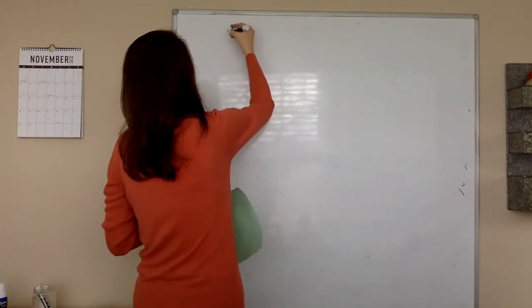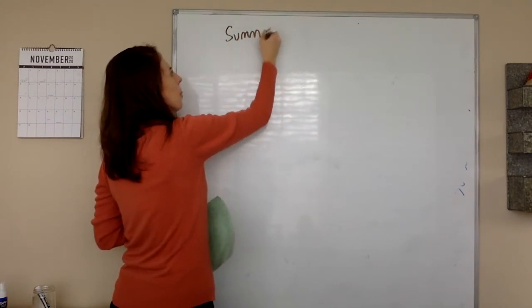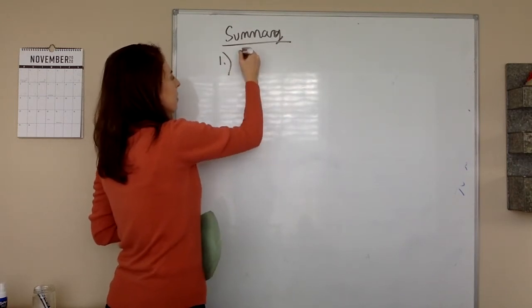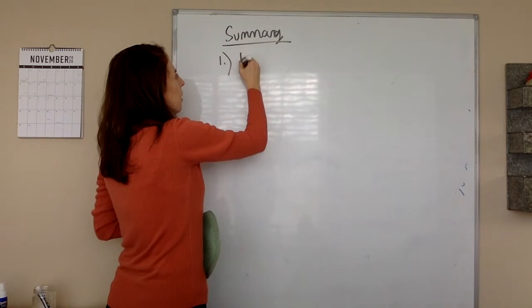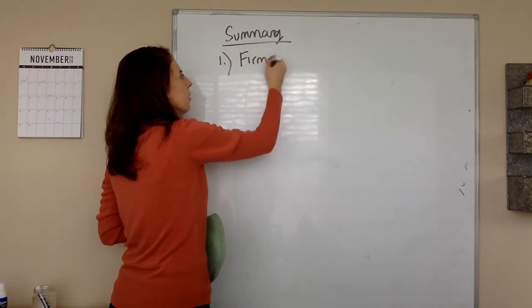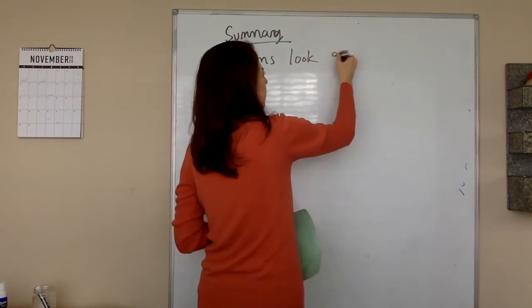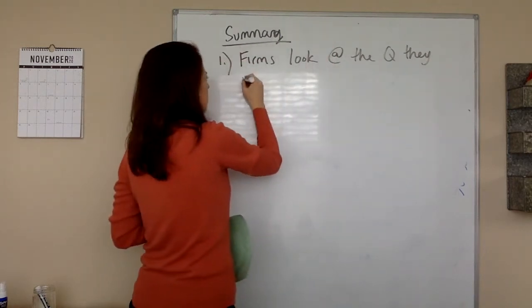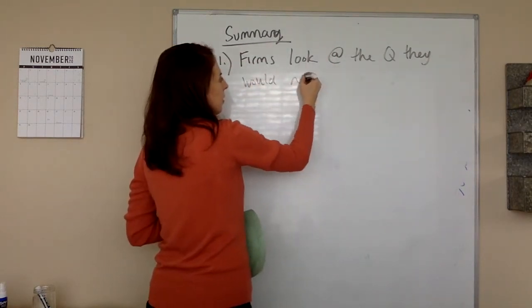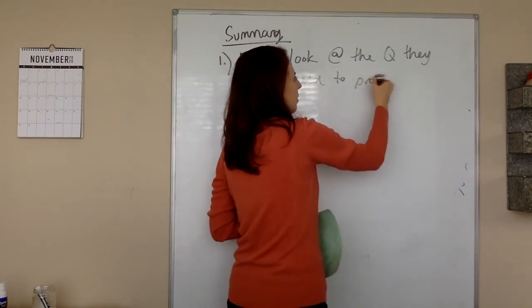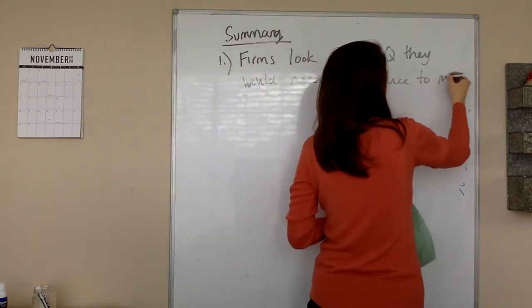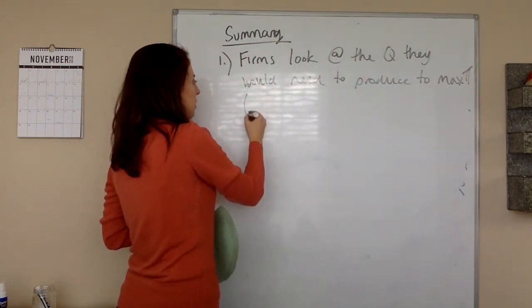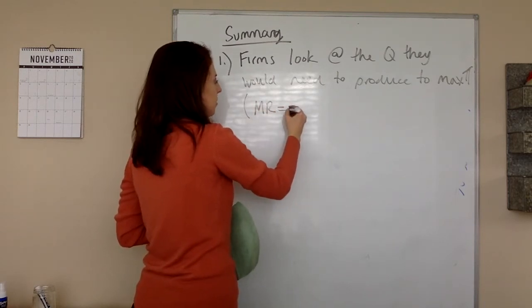Okay, so kind of summary here. Summary. Okay, first thing. Firms look at the quantity they would need to produce to maximize profit. That quantity is always going to exist where their marginal revenue equals their marginal cost.